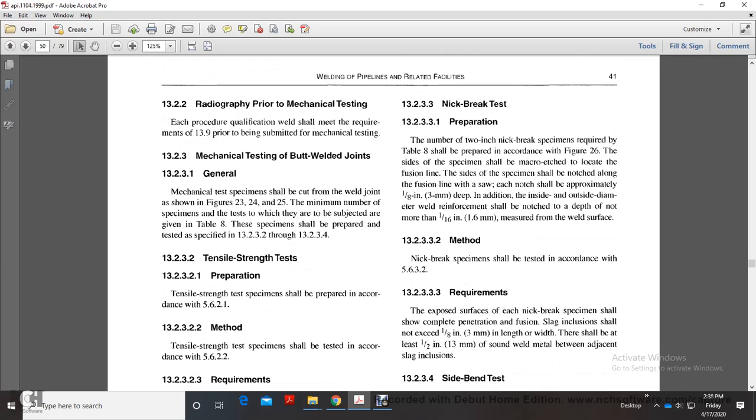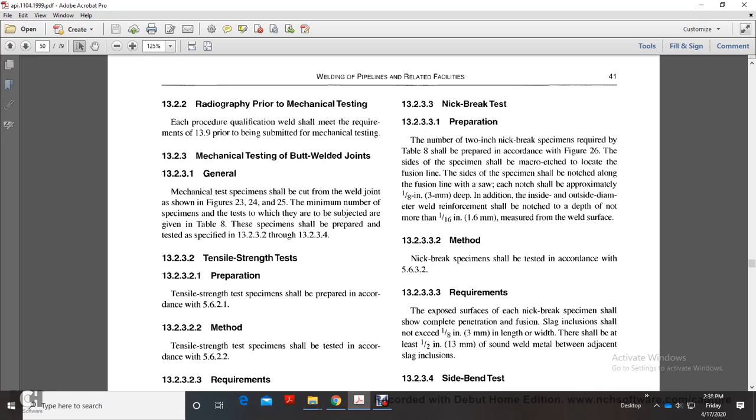13.2.3.3 Nick break test, preparation. The 2 nick break specimens required in table 8 shall be prepared in accordance with figure 26, with the size of the specimen macro-etched to locate the fusion line. The side of the specimen should be notched along the fusion line with a saw. Each notch is approximately 1/8 of an inch deep from the inside and outside diameter wall. Weld reinforcement shall be notched to a depth of not more than 1/16 of the measured weld surface.